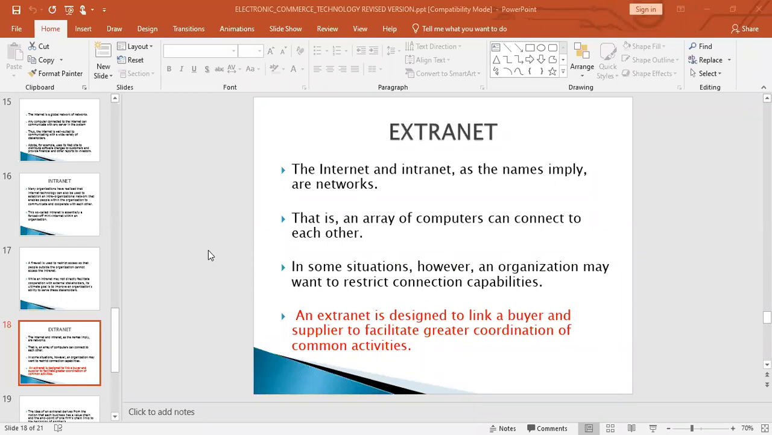You get it? So here, you would notice that with the extranet, there is communication between the organization and some people outside the organization. But this time, it is not just anybody outside the organization who can be part of the communication system. We have some defined group of people.